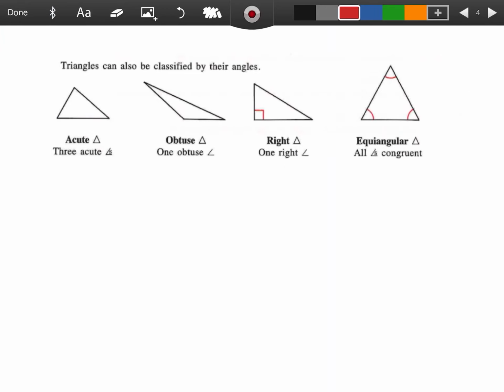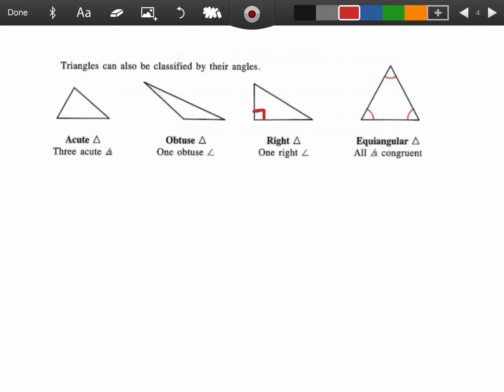We can also classify these triangles by their angles. An acute triangle has three angles, just like any triangle, and all three of them are acute. So every one of these three angles is acute, making it an acute triangle. An obtuse triangle has one obtuse angle. We can see there's our one obtuse angle. It's actually not possible for a triangle to have more than one obtuse angle, and we will see that later as a corollary.